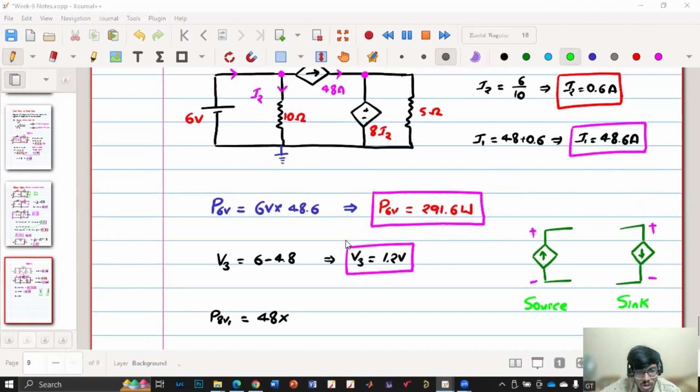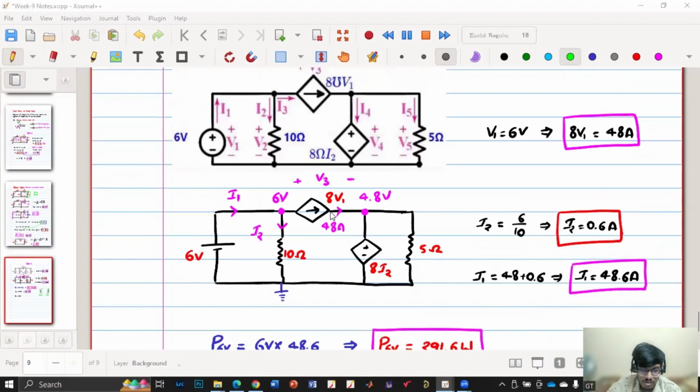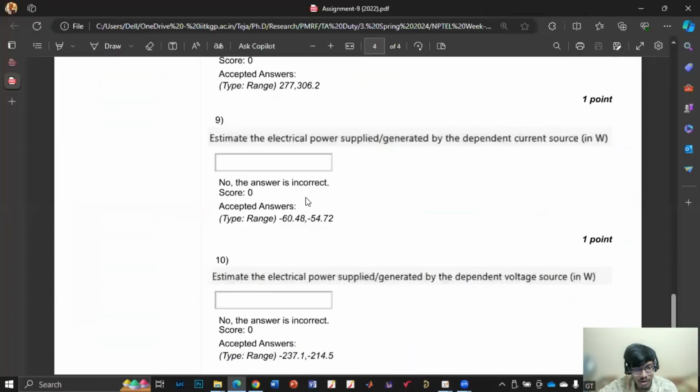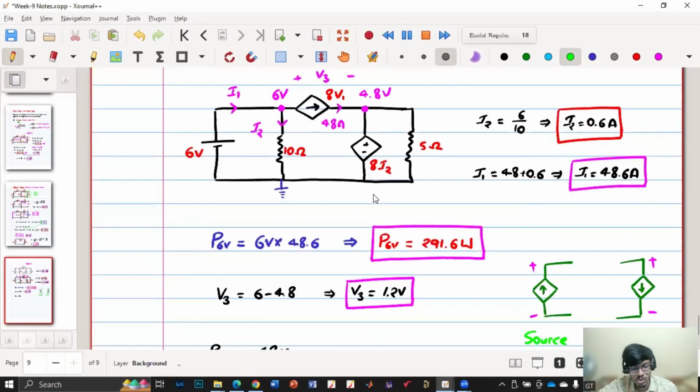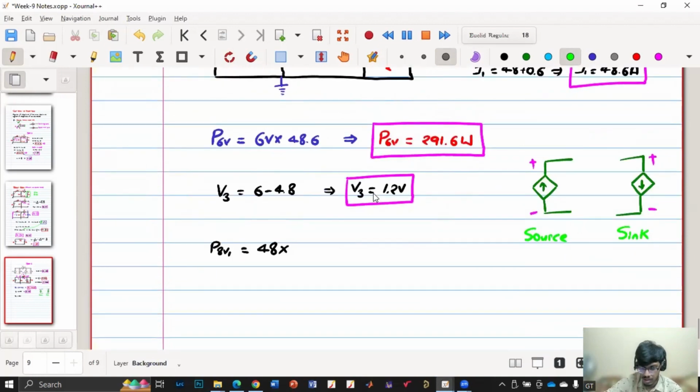Yes. Okay. So now tell me whether it is source or sink. Sink. Yes. So in the question, they have asked for the power supplied or generated by the dependent source. So whether it is supplying or consuming power. Consuming power. So it is a sink, right? So it will be minus 1.2 because it is not supplying any power, it is taking power.